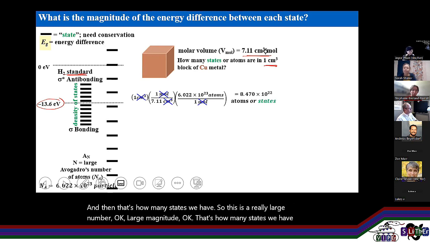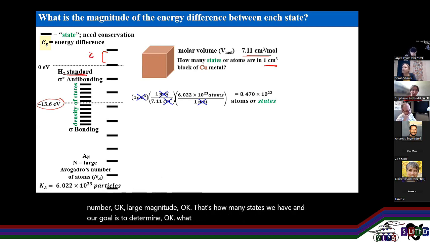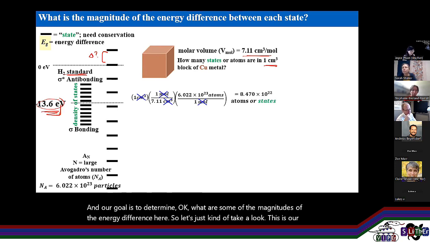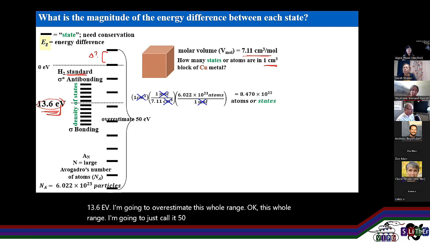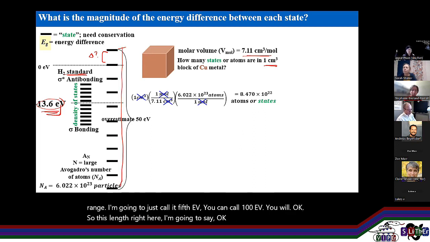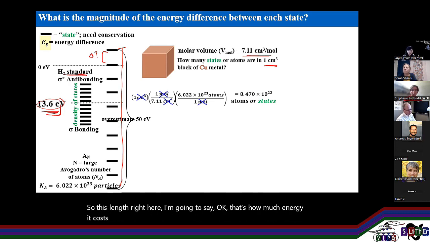And our goal is to determine what are some of the magnitudes of the energy difference here. So let's just take a look. This is our 13.6 eV. I'm going to overestimate this whole range, and just call it 50 eV. You can call it 100 eV if you will. So this length right here, that's how much energy it costs.